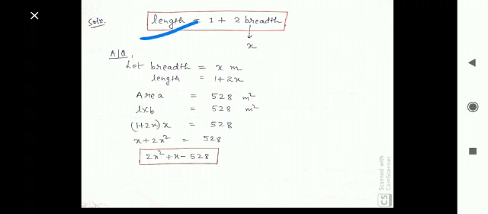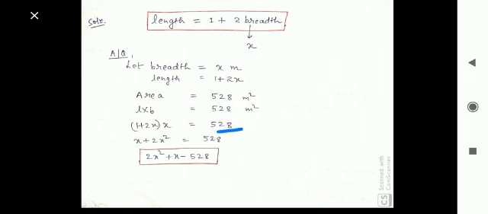And the length is as per the condition given here, that is 1 more than twice its breadth, and breadth is x. We have put it here as x. Now area is given in the question, that is 528 meter square. So what is the formula for area? That is length into breadth. So length into breadth equals how much? That is 528 meter square. So put the value of L and put the value of B. So (1 plus 2x) into x, that is 528.